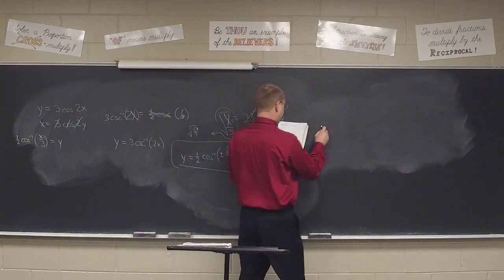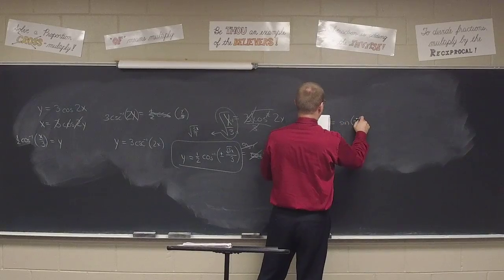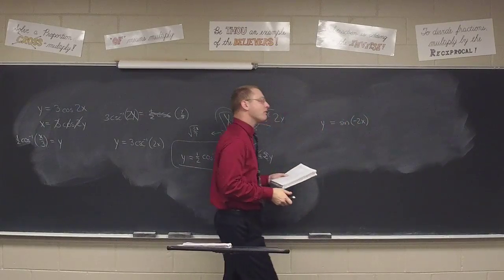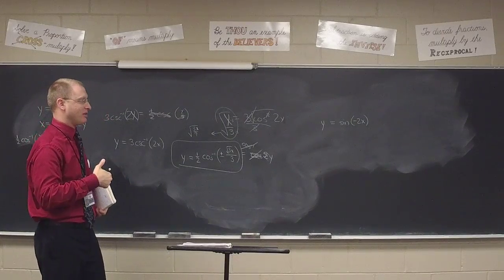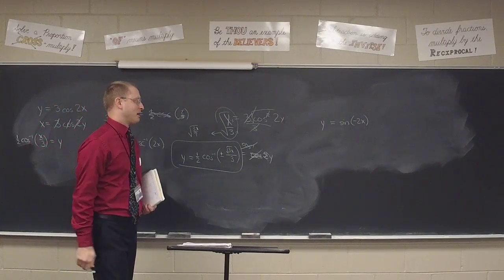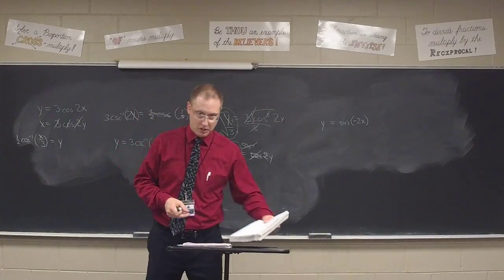Let's take a look at number 8. This one's a little bit insulting, I guess. y is equal to the sine of negative 2x. Now, everything in me wants to factor out the negative, but I'm not going to bother. I'll leave the negative in there for now because it makes my life easier. What do we need to do here, Jamie?